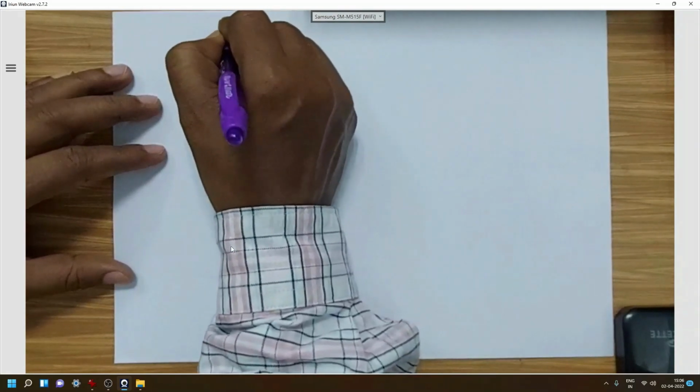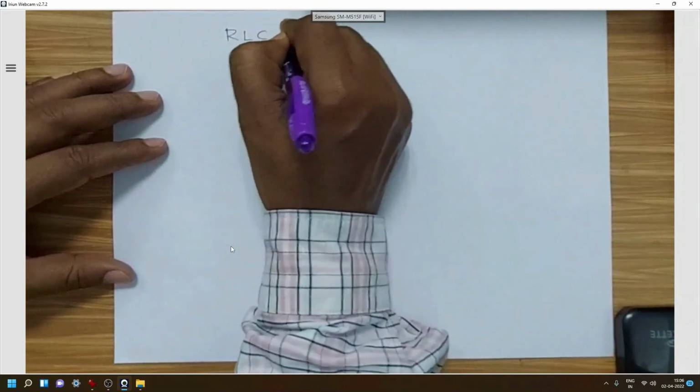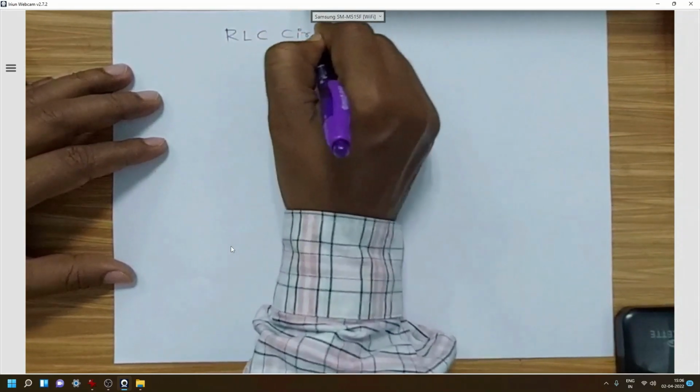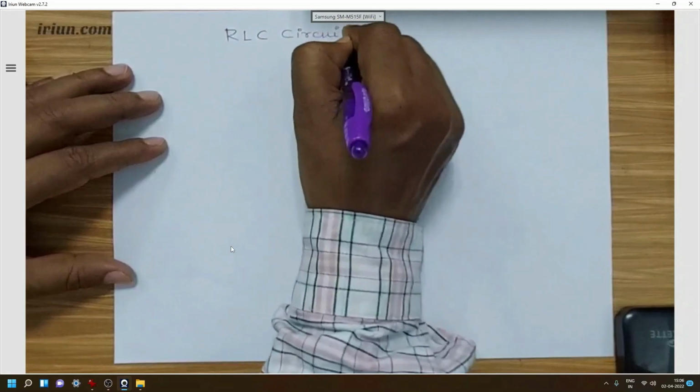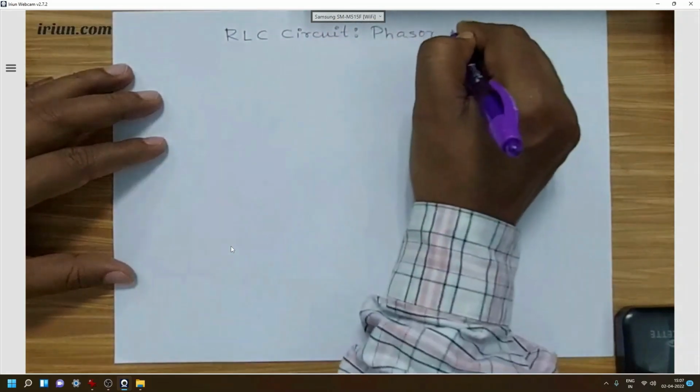Today we will discuss about the Phasor diagram of RLC circuit.